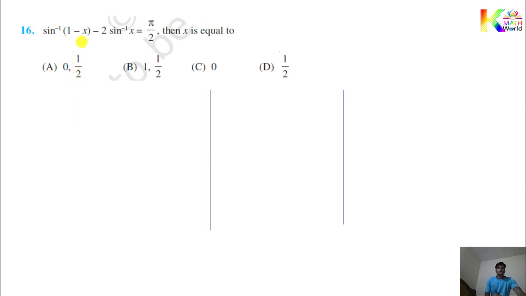Question number 16. Sine inverse of 1 minus x minus 2 times sine inverse x equals to pi by 2, then x is equals to blank. For this type of question, in exam you can solve it using option. Turn by turn replace the value and check by which option you will get your right hand side. Just you can check by that way and you can get answer quickly. And if you want to solve it using method, then also you can solve it.